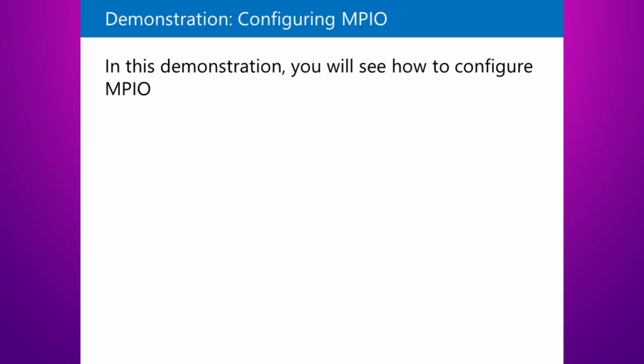Demonstration steps. 1. On LON-SVR1, in Server Manager, add the Multipath I/O feature. 2. After installation is complete, restart LON-SVR1 and sign in as Adatum\Administrator with the password Pa55w.rd. 3. In Server Manager, on the Tools menu, open MPIO.